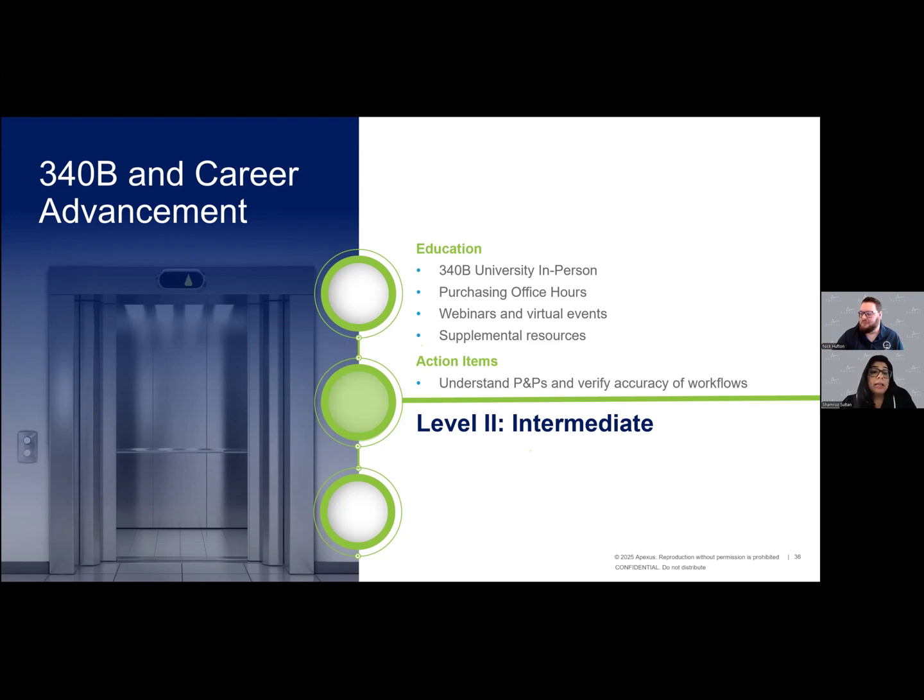For more intermediate involvement with the 340B program, you would take it a step further and really try to understand your entity's policies and procedures. You could even check to verify the workflows listed in your PNPs are actually accurate and that they really describe what is happening in your day-to-day operations.